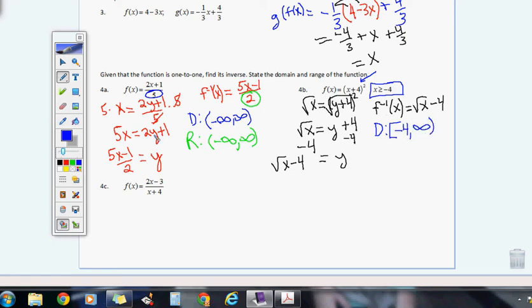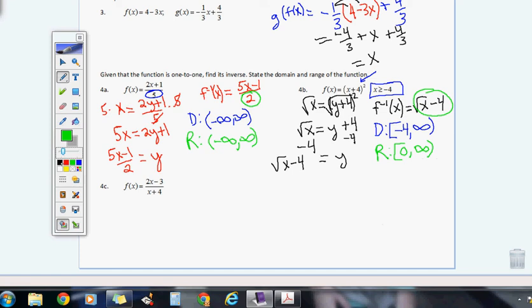Okay, thank you. And then the range. Well, the range comes from, again, the domain of the inverse. So there is no fraction here to worry about, but there is a radical. So what's the radical issue? Well, hopefully we know by now, and we're getting this down, that radicals have to be 0 or positive. So 0 to infinity would be the range for that one.